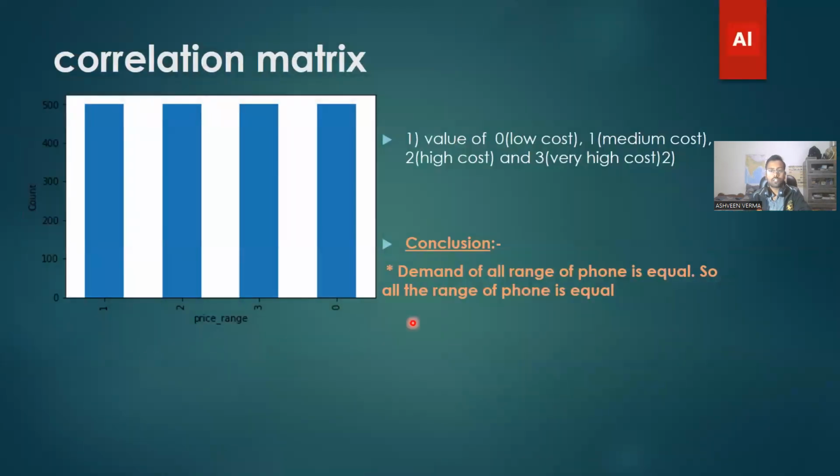So let's see the correlation matrix. It's a graph between the price range and the count. From this graph we can conclude that all the price ranges of phones, 0, 1, 2, 3, are in almost the same demand. There is a slight difference on the upper side, which we can neglect and treat as the same. So we can see that the demand for all ranges of phones is equal.